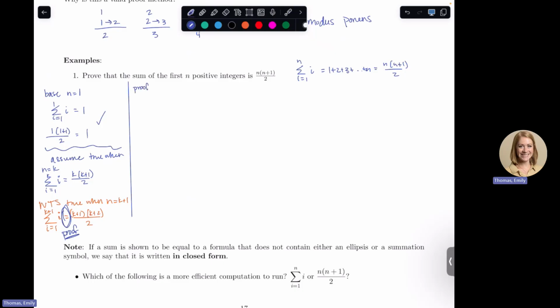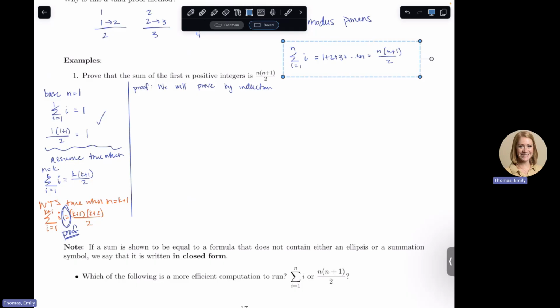We did like summation notation. We will prove, sorry, this is so tiny. We will prove by induction that the sum from i equals 1 to n of i is equal to n times n plus 1 over 2.